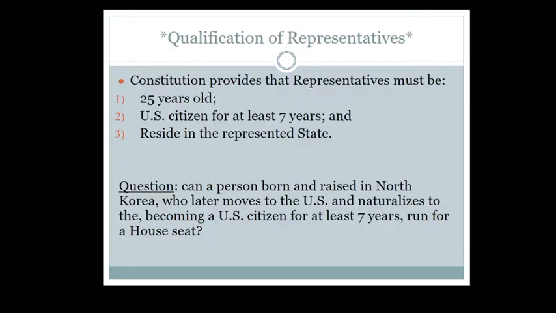So some other qualifications, the Constitution does provide that representatives must be three things: 25 years of age, a U.S. citizen for at least 7 years, and they must reside in the state which they are going to represent, okay? So, a question for you: can a person born and raised in North Korea who later moves to the U.S. and is naturalized, becoming a U.S. citizen for at least 7 years, run for a House seat? The answer: yes, they can. If they're 25, they've been a naturalized citizen for 7 years, and if they are residing in the state which they want to represent, they can do that.